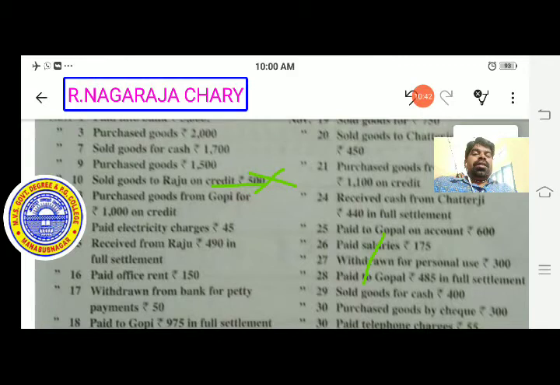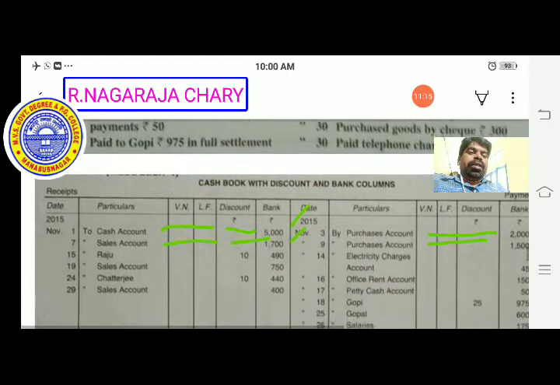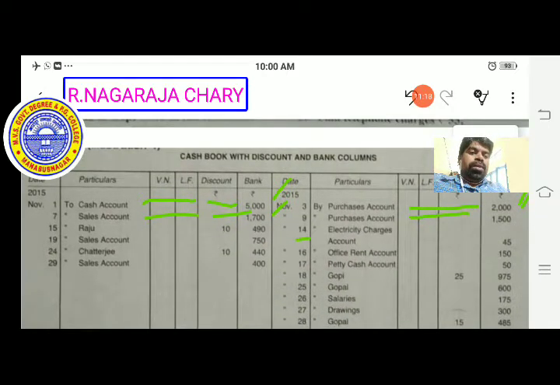In the same way here, purchased goods from Gopi for 1000 rupees on credit basis. This is also a credit transaction, so we need not write it in the cash book. That is also to be ignored. Next, paid electricity charges 45 rupees. When we are paying charges, then 45 rupees is a payment. You see on 14th date electricity charges 45 rupees is paid.